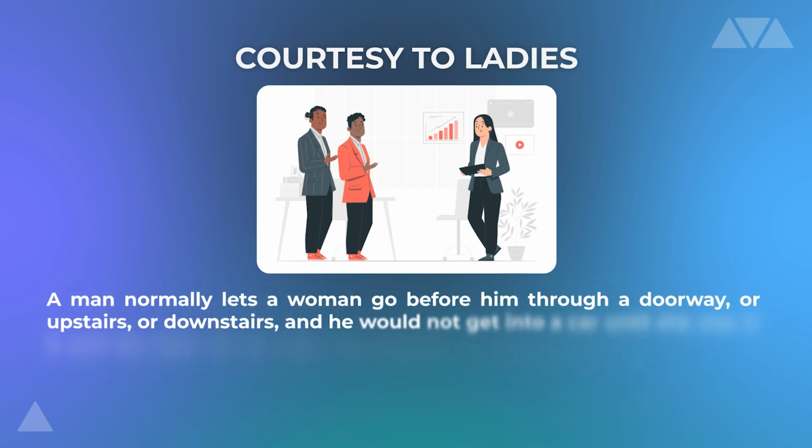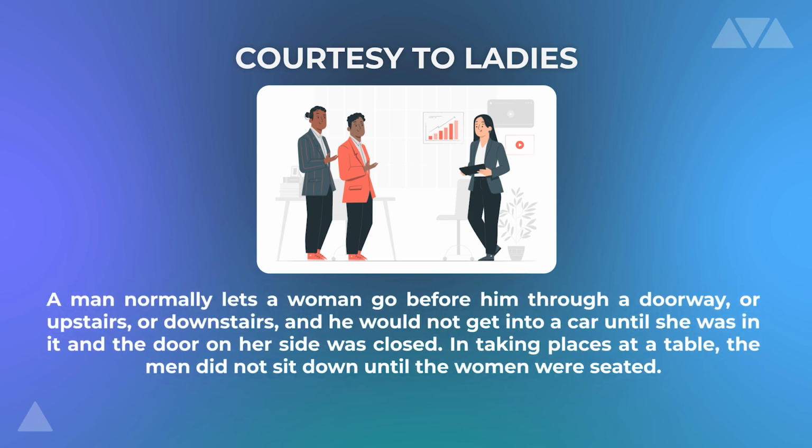A man normally lets a woman go before him through a doorway or upstairs or downstairs, and he would not get into a car until she was in it and the door on her side was closed. In taking places at a table, the men did not sit down until the women were seated. Nowadays, these rules are not followed except on very formal occasions and mostly in the army.